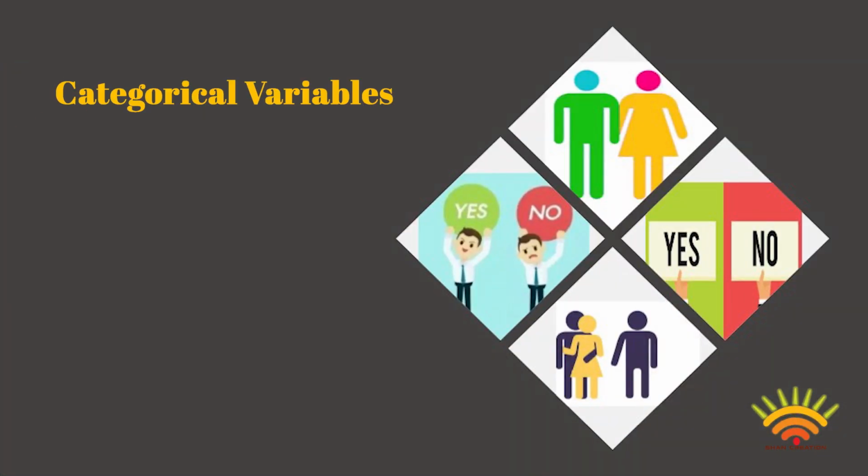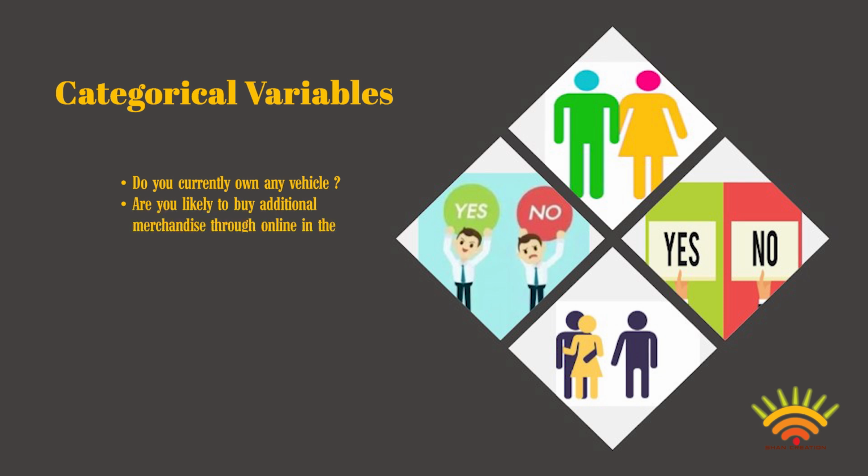Categorical variables. Categorical variables mean the variables are categorized into different types. For example, there are three questions given here. Do you currently own any vehicle? That's a question for which you are going to get an answer. The answer may be yes or no. There are two categories. The second question is, are you likely to buy additional merchandise online in the next 12 months? The answer may be yes or no. There are two different categories for the answer.